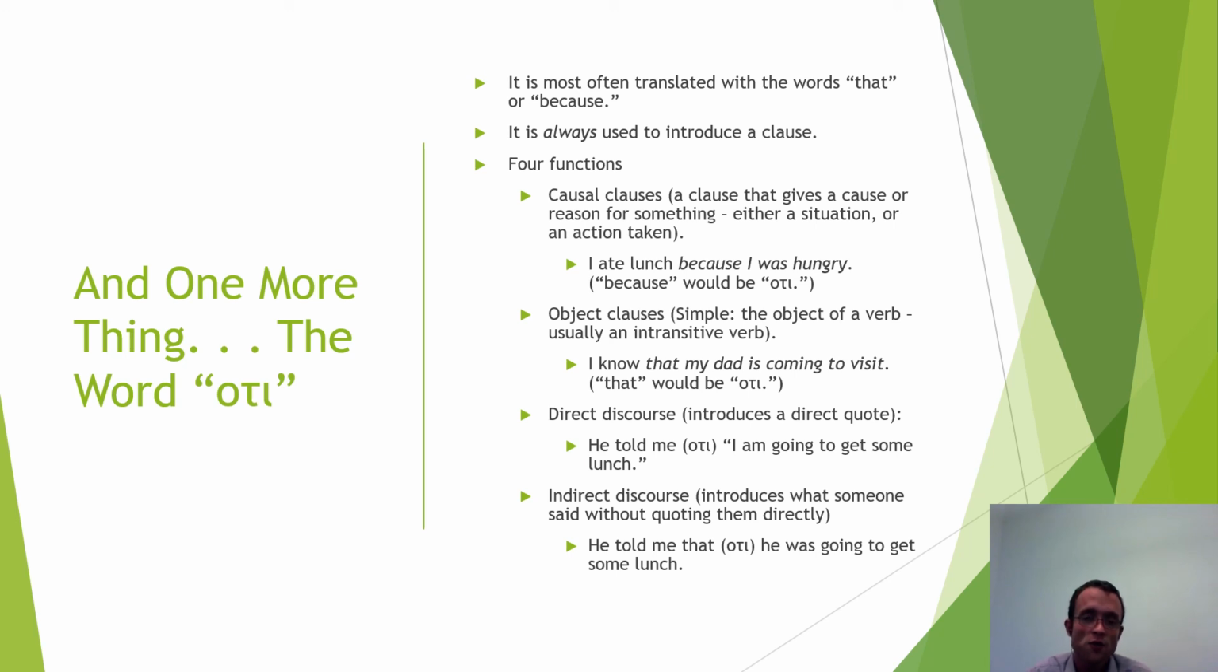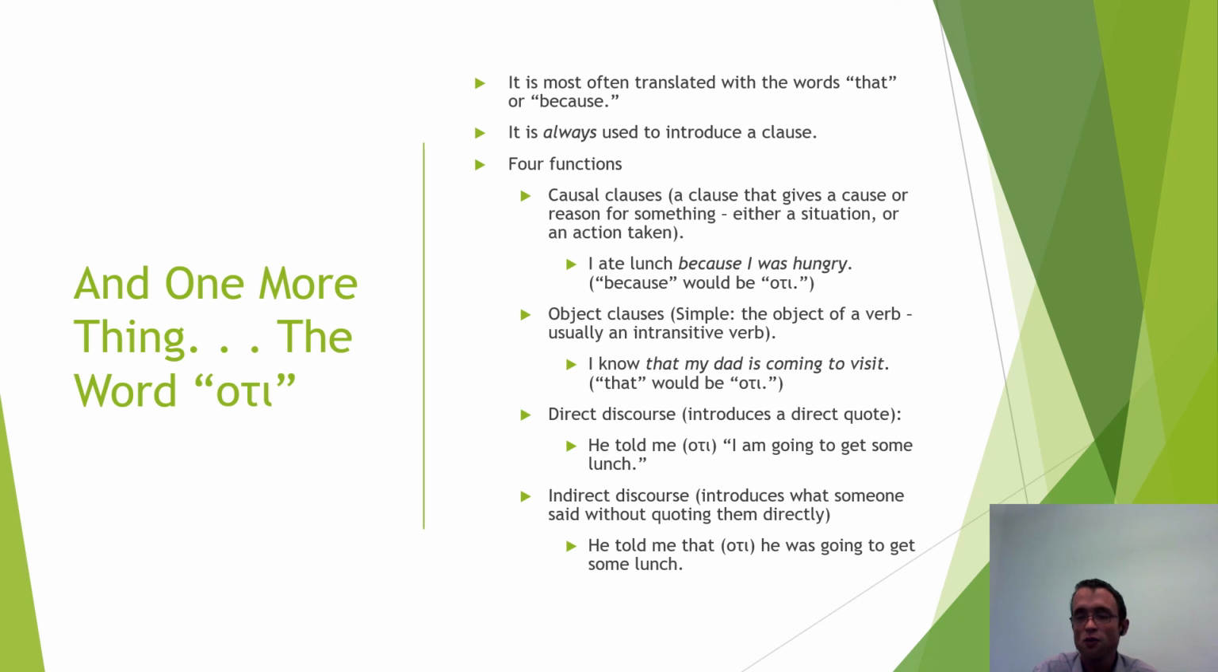The first function that hoti could perform is it could introduce a causal clause, a clause that introduces a reason for something, either a situation or an action taken. For instance, I ate lunch because I was hungry. The word because would be hoti. Second point, object clauses. It's pretty simple. The object of a verb, which is usually an intransitive verb, is introduced with hoti. I know that my dad is coming to visit. I know hoti that my dad is coming to visit. The word that would be replaced with hoti if you were translating.